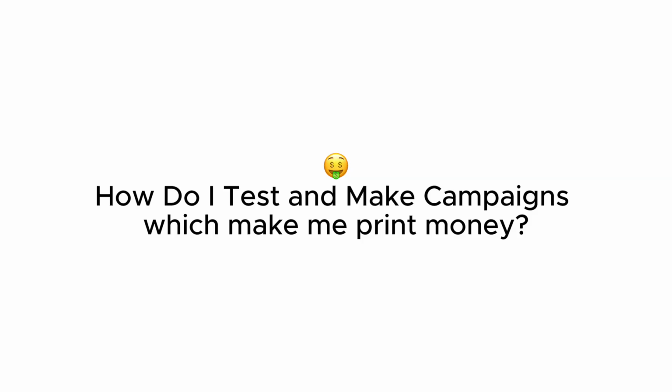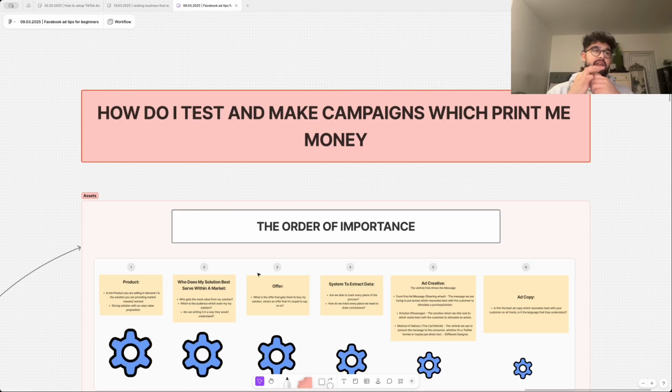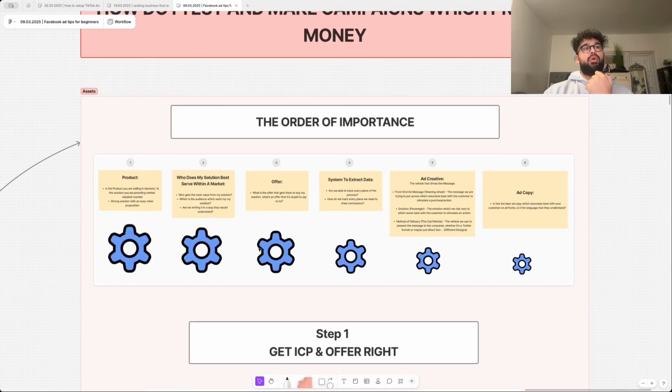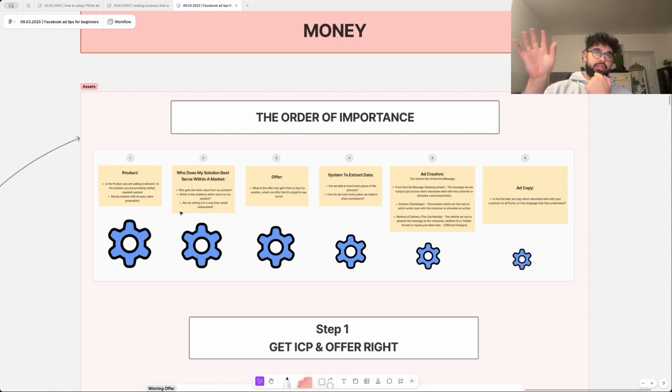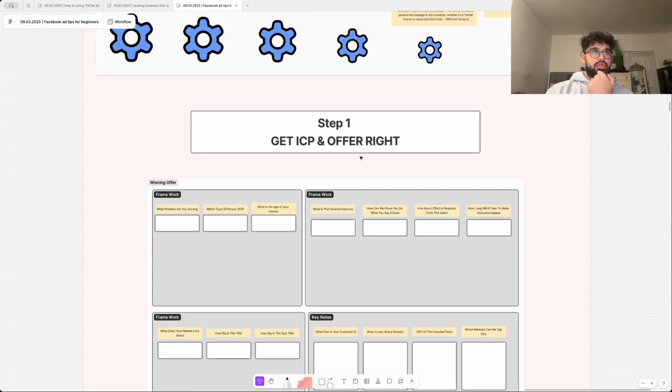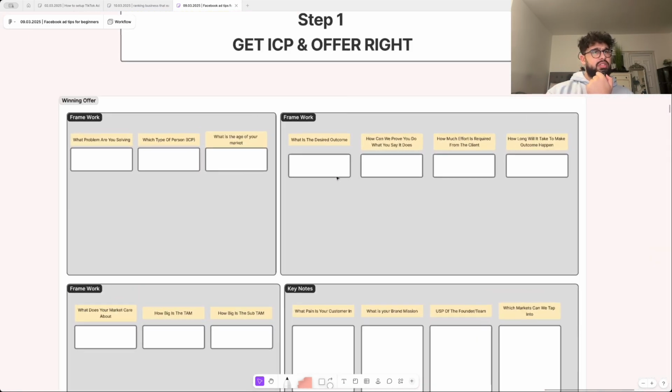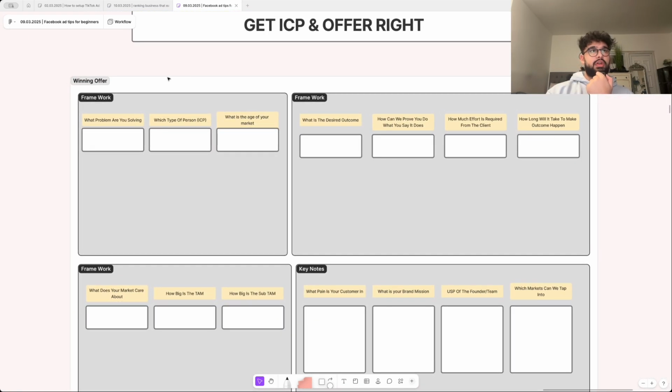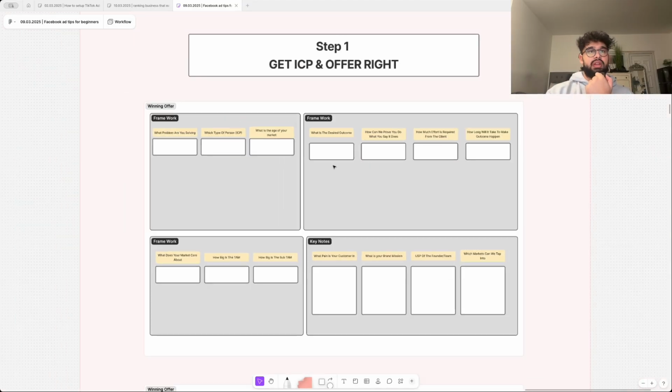How do I test and make campaigns which make me print money? Right, okay. What you'll do is go down the order of importance. I'm going to show you what we would do with a client, or with any product we would launch. Step 1, let's get the ICP and the offer right. You need to answer these. I think there's 10 or 12 questions here. Like, what's the problem you're solving? Who's it for? What's the age of the market? Desired outcome. Answer those questions really, really thoroughly.